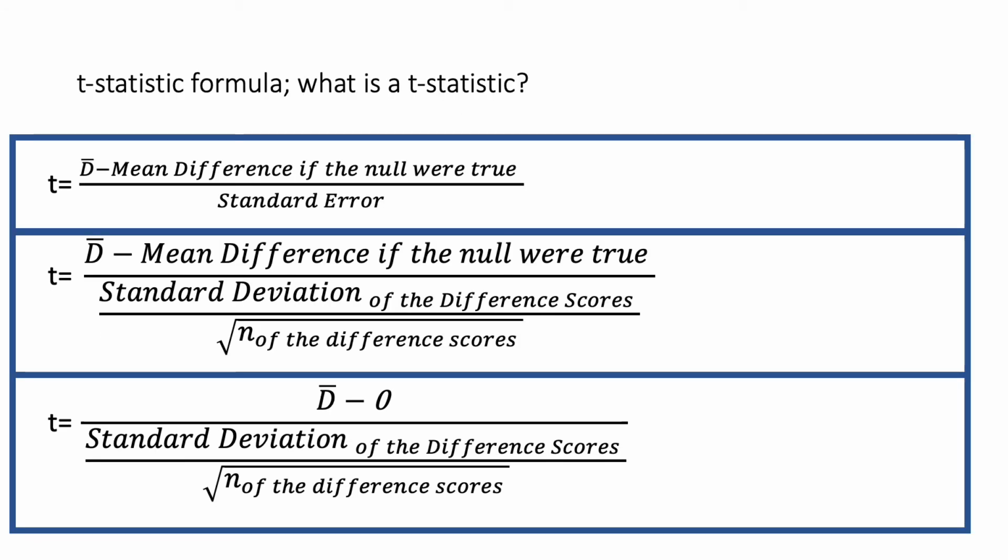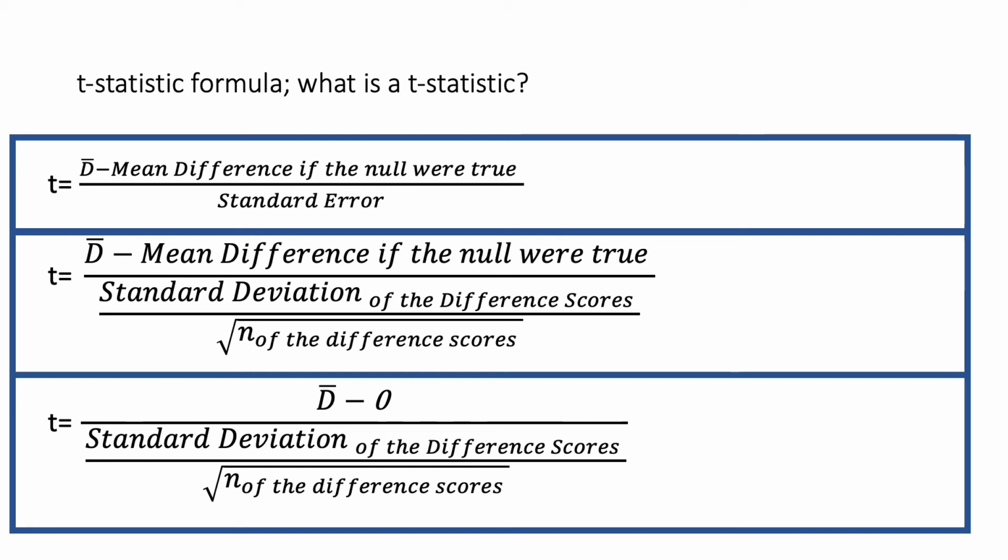So the t-statistic, the idea is the same thing: our sampled mean difference minus the mean difference if the null were true, divided by the standard error, except now our sampled mean difference is represented by the average of the difference scores, which is the same thing. So in the second equation, I've blown up the standard error. The mean of the difference scores minus the mean difference if the null were true, divided by the standard deviation of the difference scores divided by the square root of n of the difference scores.